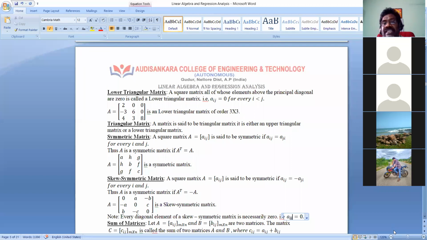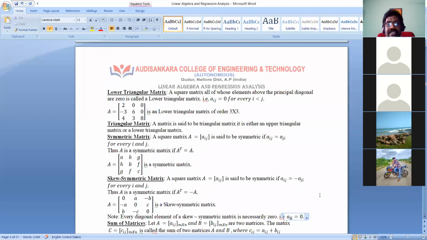Then what are the conditions for the existence of multiplication of two matrices? Anyone from the class? So here the basic, can I spell it? Yes, sir.